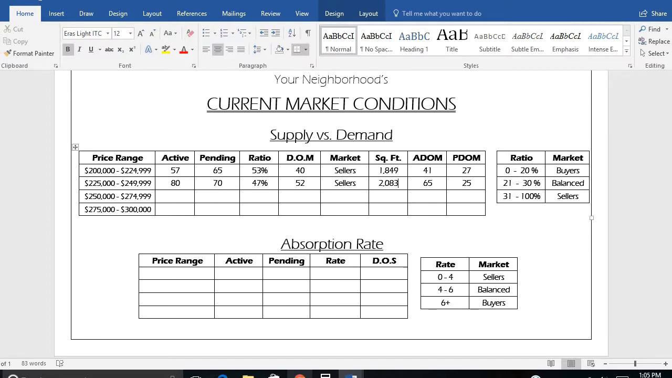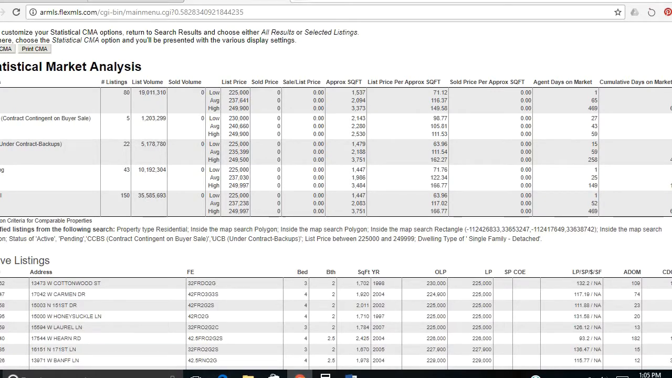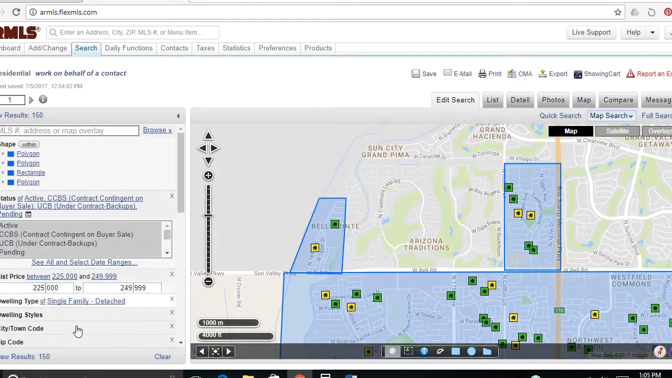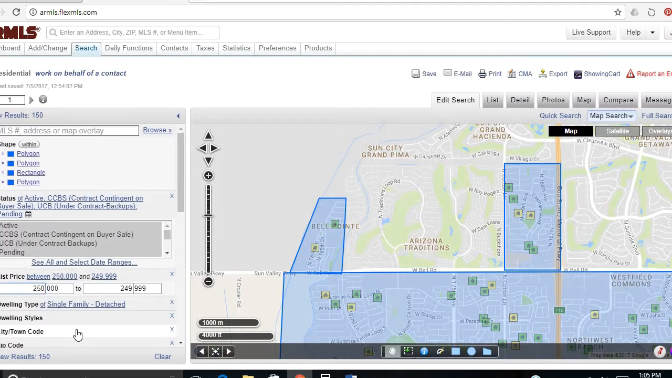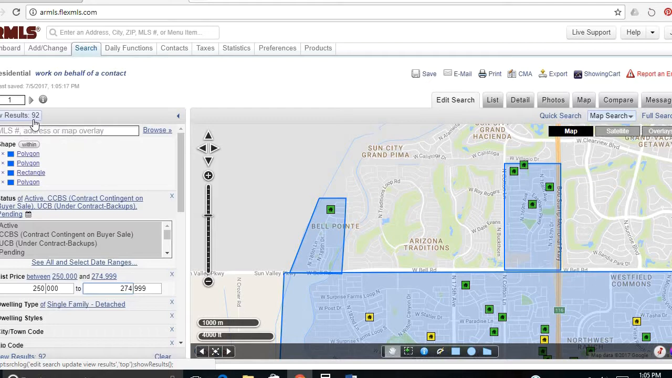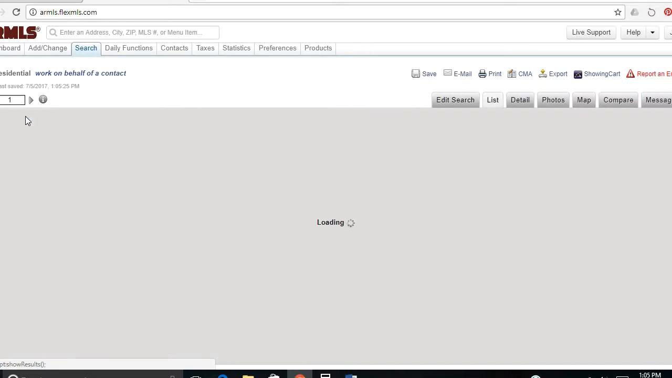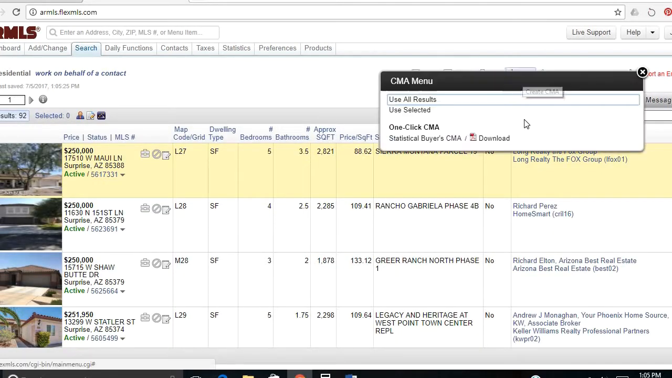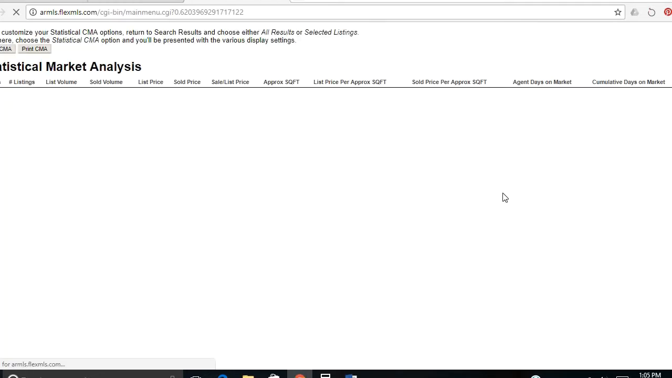Now we're just going to change our price. Go to edit search. Change that 250 to 274.999 and 92. Don't always take this number here for what it says, because a lot of times when you click on that, there's a different number of results that actually pop up. Sometimes it stays the same. So we've got our 92, go to CMA.